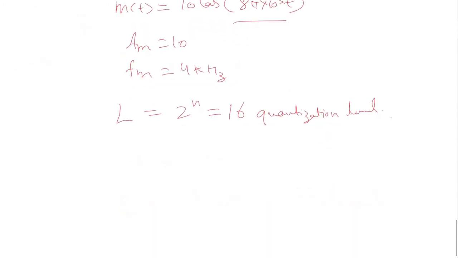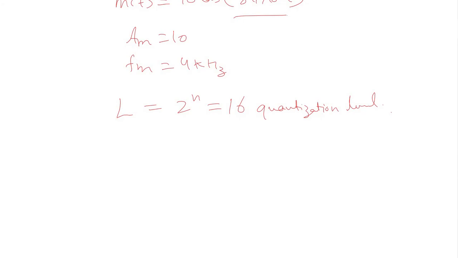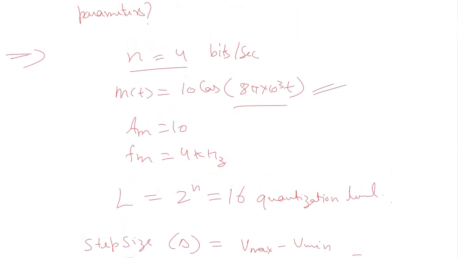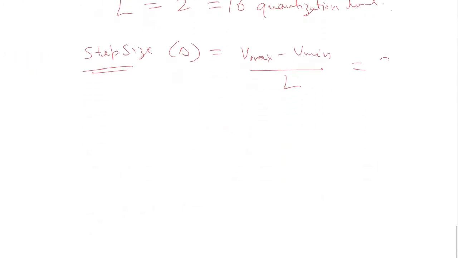Moving on, what would be the step size of the quantization levels? Step size delta. We know step size is the dynamic range, V_max minus V_min, divided by L. So what is V_max and V_min in this case? It's a sinusoidal signal. A_M is equal to 10. So obviously this is a sinusoidal signal. This is A_M. So the dynamic range is twice A_M. Right? So 2 into 10 divided by L, which is 16. So this will be your step size.